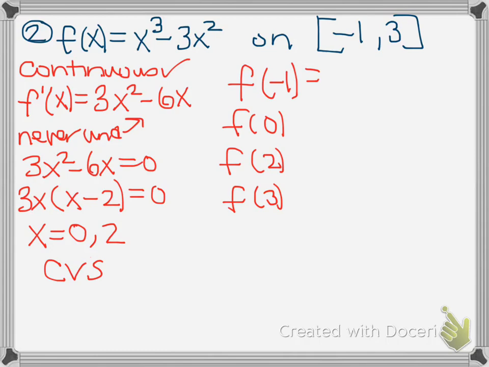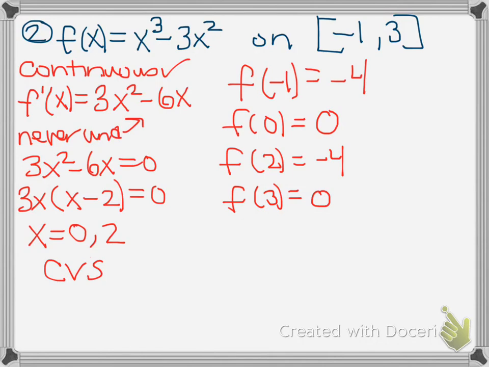All right, so we plug in -1 here, and we get -4. We plug in 0, and we get 0. We plug in 2, and we get -4. We plug in 3, and we get 0. So, wait a minute. I got 2 -4s and 2 zeros. What does that mean? Do I have an absolute max? Well, I guess I do. In fact, I have 2 of them because they have the same y value.